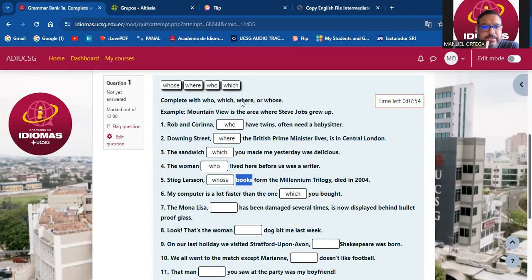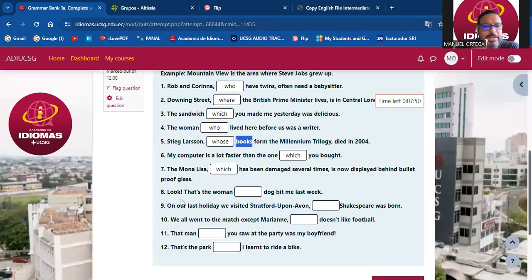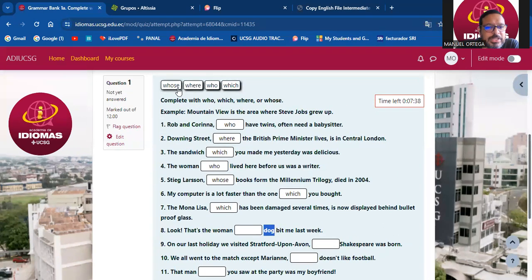The Mona Lisa, which has been damaged several times, is now displayed behind bulletproof glass. Number 8: look, that woman, that's the woman. And then you have the dog. Whose? Whose dog belongs to the woman. Number 9: on our last holiday, we visited Stratford-upon-Avon, where Shakespeare was born. Where? Like a place, right? Sounds like a place, so I use where.